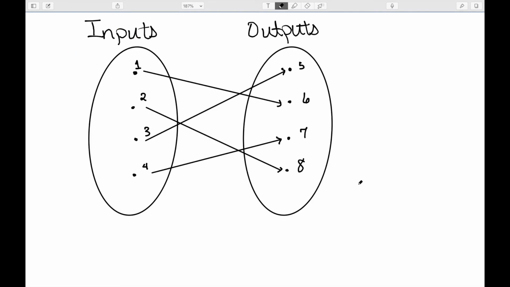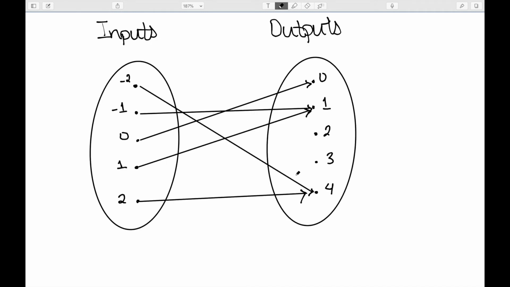Here's another way to represent a function. We have our inputs in one oval, our outputs in the other, and we just draw arrows. If I input 1, I output 6. If I input 2, I output 8. Inputting 3 will output 5. Inputting 4 outputs 7. So this is an example of a function.